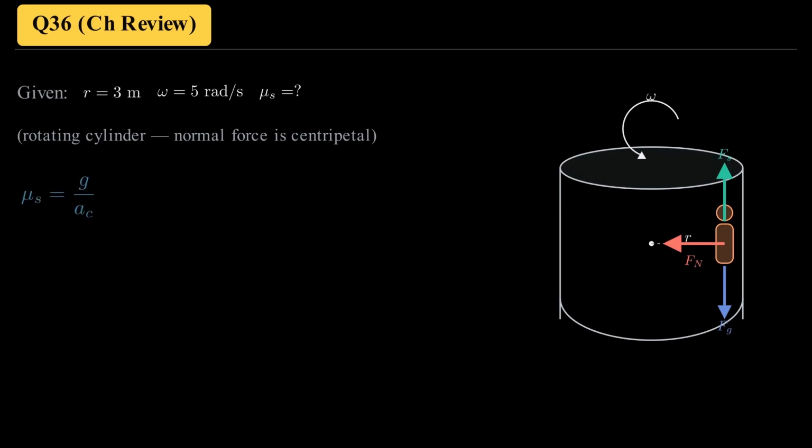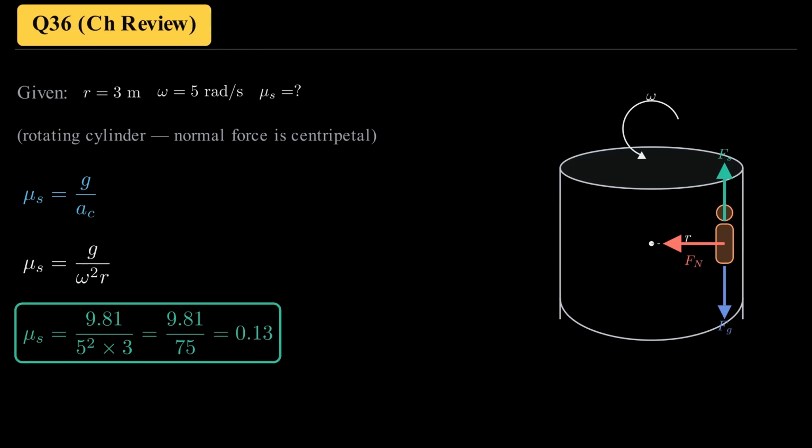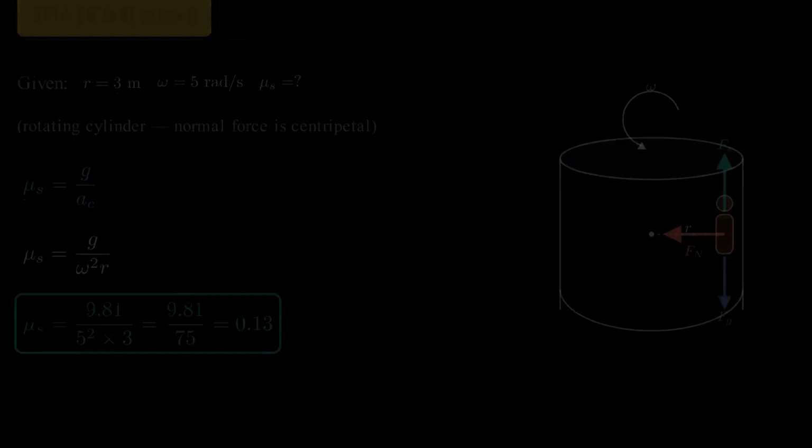Because this is a second situation and it's a rotating cylinder, mu s is going to be g divided by a_c. It talks about omega, or angular speed. So g divided by, instead of writing a_c, we're going to write omega squared multiplied by r. g is 9.81, omega is 5, so that is going to be 5 squared times radius 3, calculated, and you're going to get 0.13. But be careful, it's unitless. Coefficient of friction is unitless.